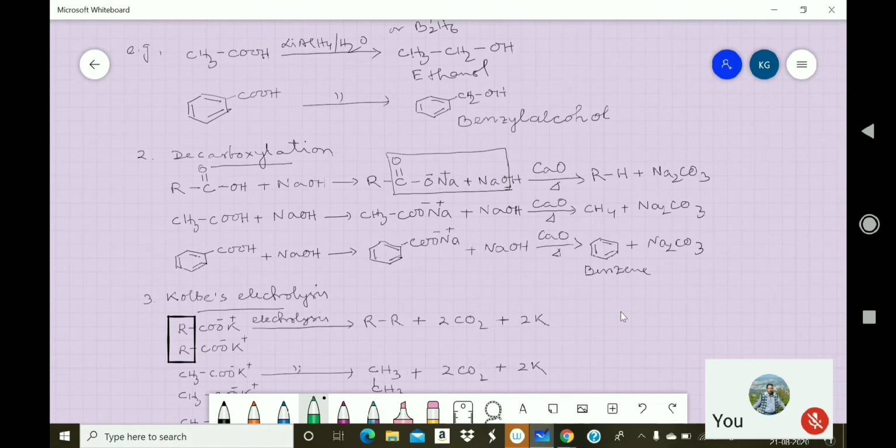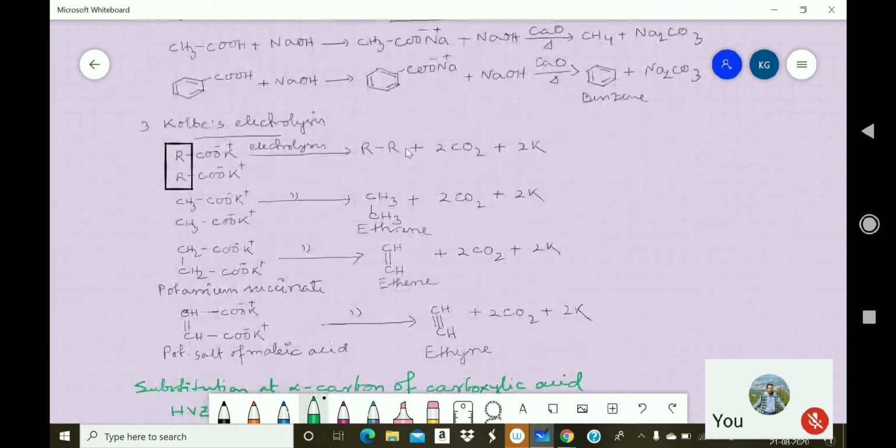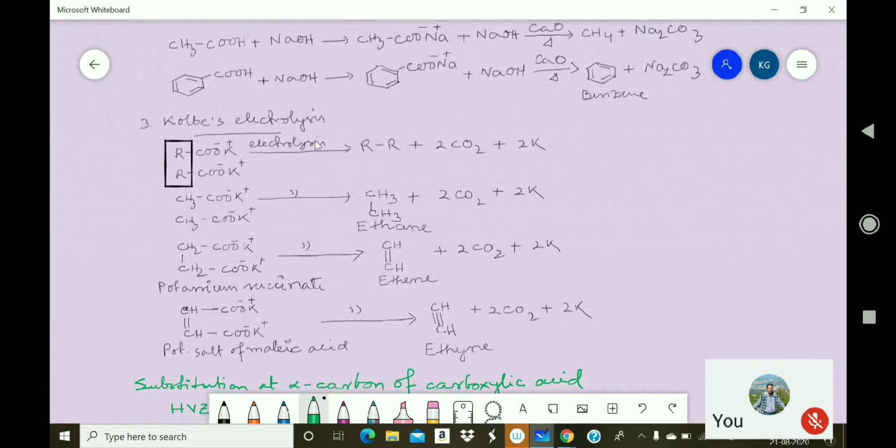Now another reaction, which we have also learned in class 11, is Kolbe's electrolysis. The carboxylate ion, that is the potassium carboxylate, when electrolyzed, gives an alkane. Here we can follow that from two molecules of the salt of the carboxylic acid, the alkyl groups combine to give rise to the alkane. So in this process, we always get an alkane with an even number of carbon atoms.